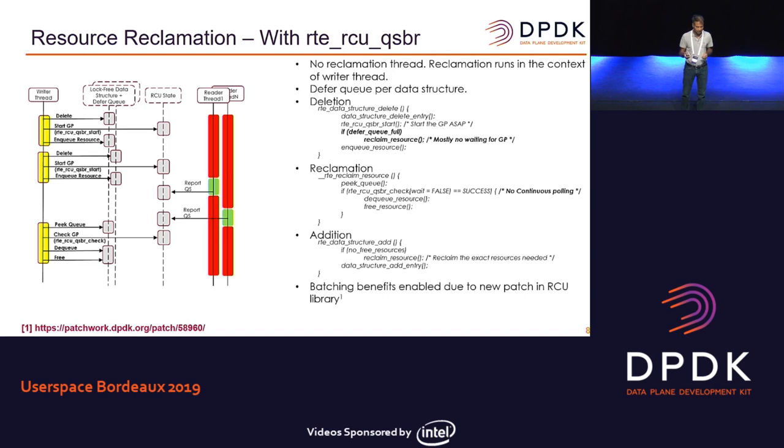I have enabled batching, similar to batching benefits, through a new patch. So basically, whenever the QSBR check API is called, it not only returns the status of the current token that you are querying for, it also goes ahead and checks how many future quiescent states have been crossed. It caches that, and uses it in the subsequent calls. So this is how it looks using the RCU library in DPDK.